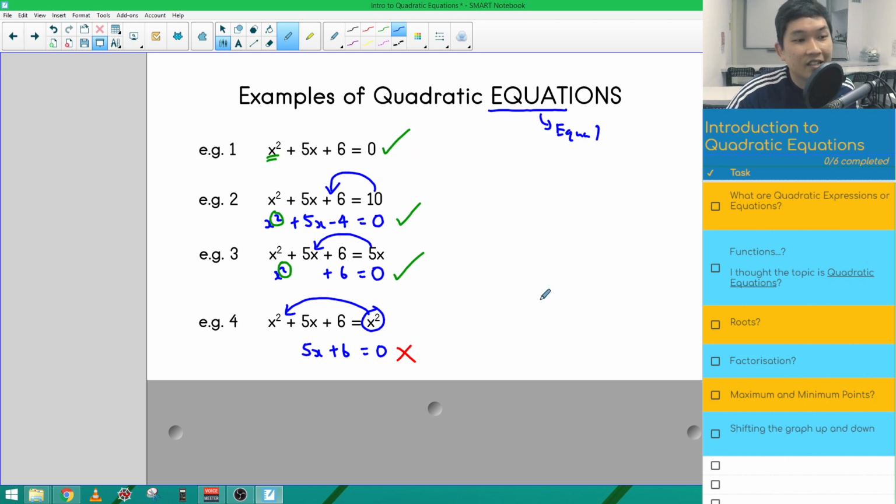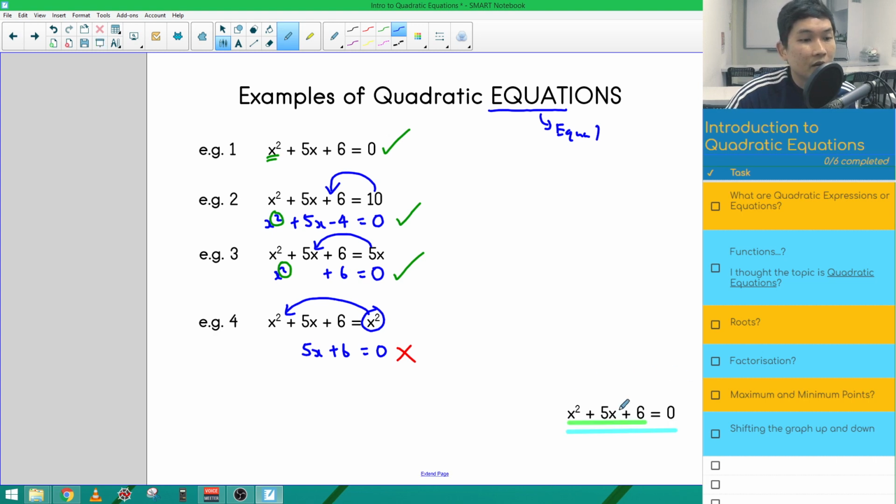Yes, so I hope that's clear on what are quadratic expressions and quadratic equations. In summary, say if I have something written down here in the bottom right-hand side of the screen, the one that's underlined in green is a quadratic expression. If we talk about the whole thing, the one underlined in blue, the whole thing, that's a quadratic equation. Okay, so that's the end of the first video. In the next video, we're going to talk about functions, okay? Because this topic is about quadratic equations.